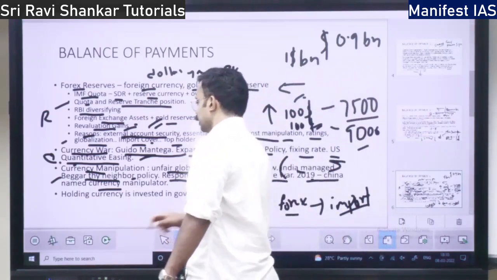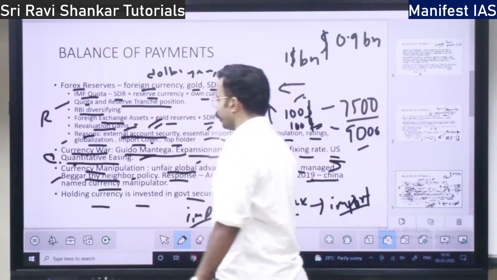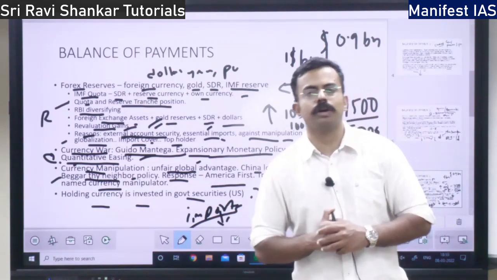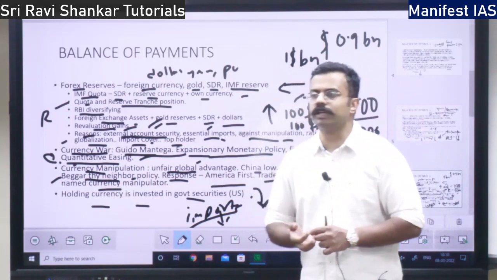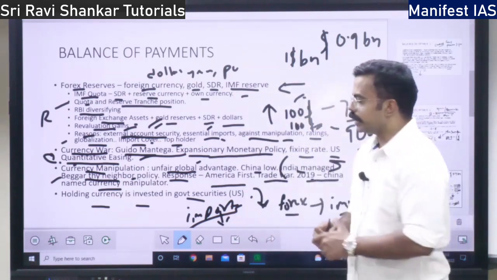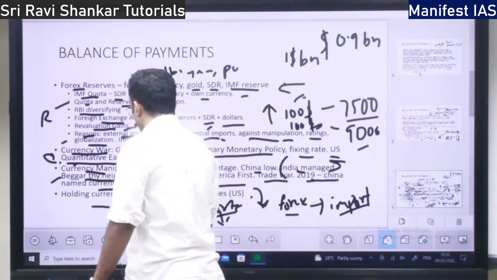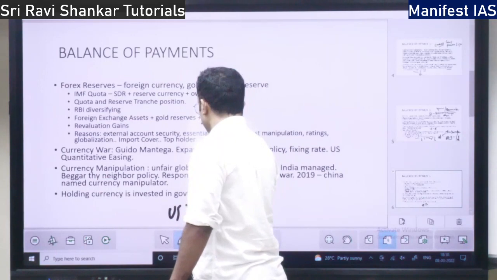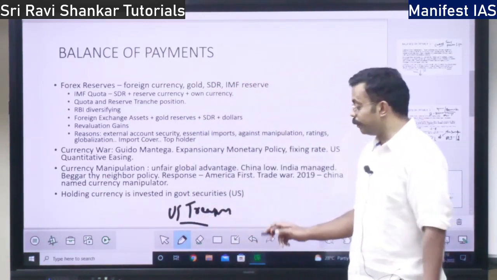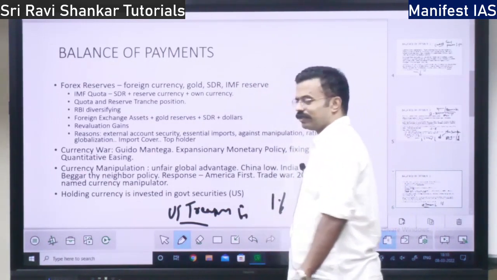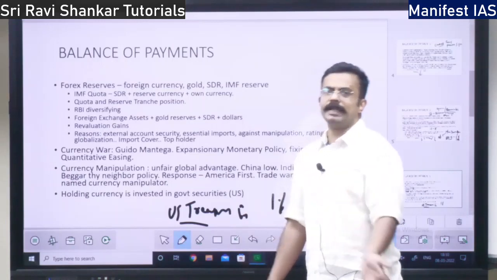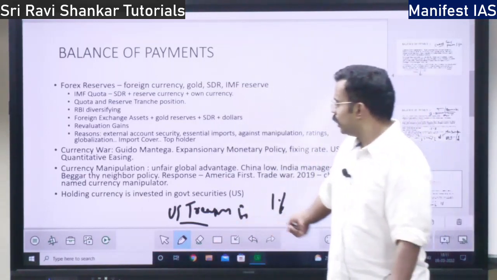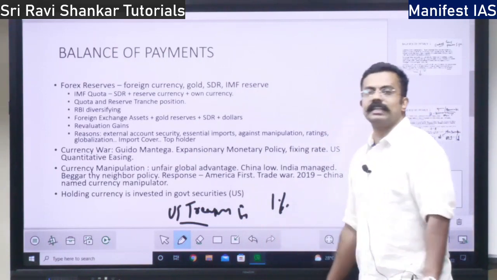Next, holding currency. Holding currency is invested in government securities. Any country holding US dollars is not just going to hold them. What is the use of just holding the US dollar if there is no profit out of it? With the dollars, they are going to buy US Treasury securities. These Treasury bills will fetch very little interest, 1% or 0.5%, but let it be there. Just keeping the money in your reserve bank or investing it in government securities, you are at least getting 1%.